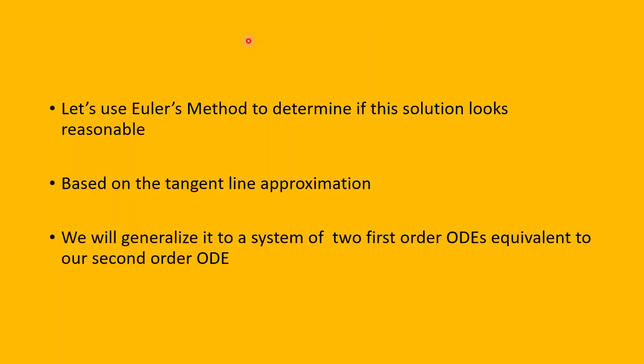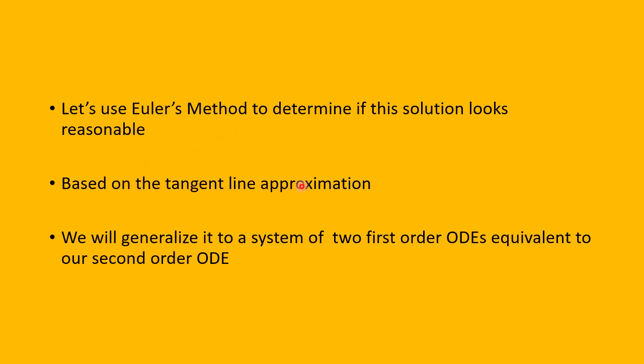There's always a chance that there's some numerical error or programming error, maybe a typographical error. So it'd be nice to check to see if that solution seems right. And one way to do it is to calculate the solution a different way. So we're going to use Euler's method to determine if that solution we just saw looks reasonable.